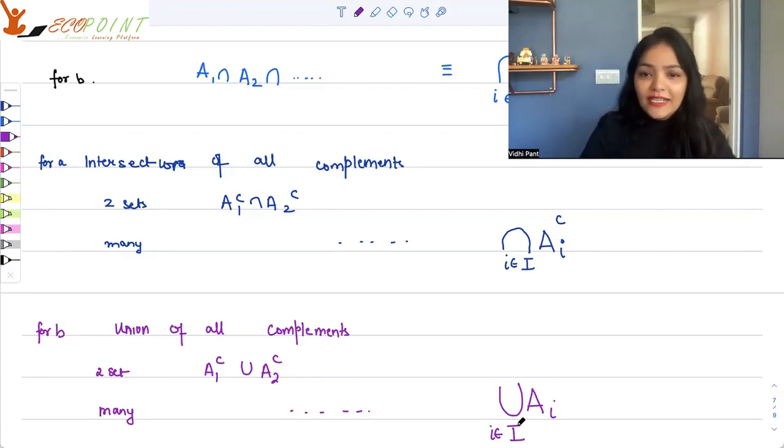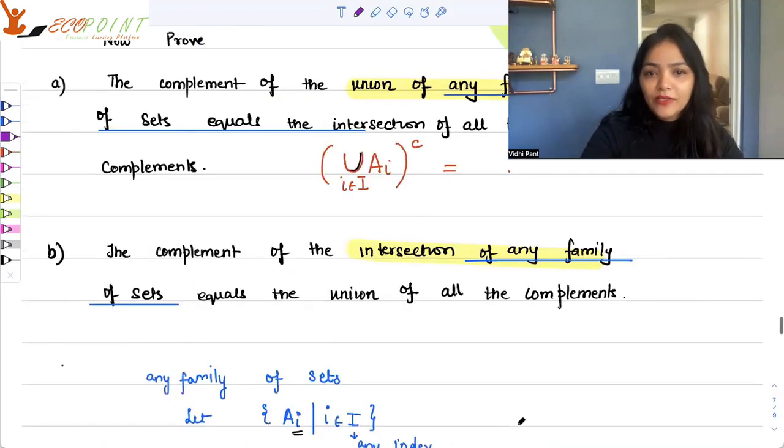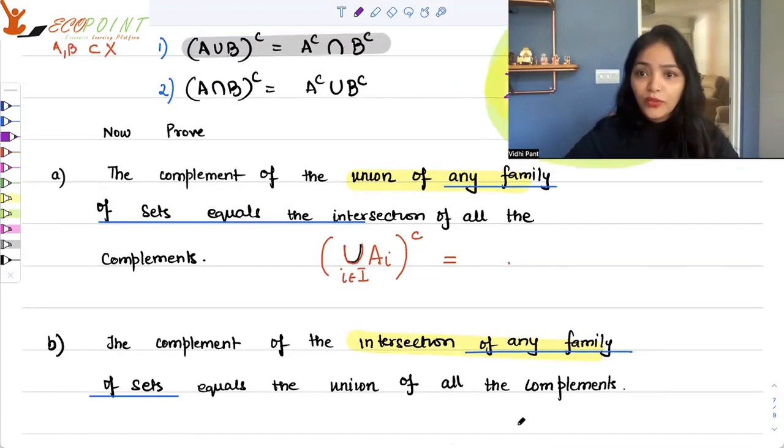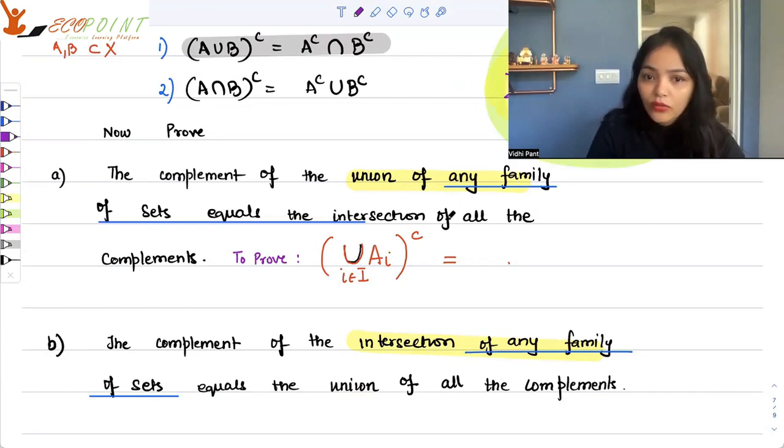Now we can state what we have here. Once we have this knowledge of what to denote and how to denote these, you can write down what you have to prove. In A, you have to prove that the complement of the union of A_i, whole thing complement, is equal to the intersection of all complements, that is, the intersection of A_i complement where i belongs to capital I.